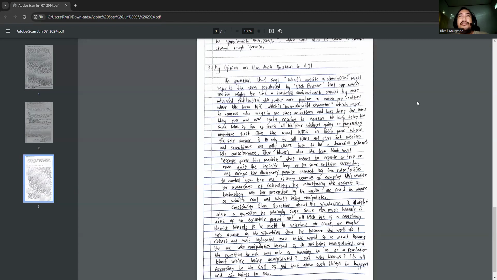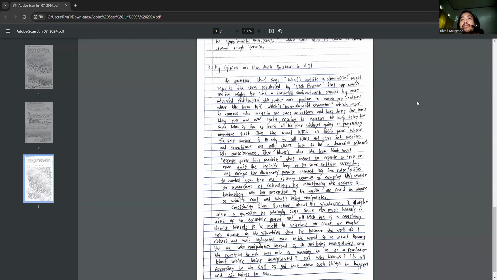That means they have to refrain from, stop, or even quit the infinite loop of the same pattern every day, and they escape the exclusionary promise created by the rulers or the elites that control the system or the loops to manipulate you, so they gain their own benefits from you. One of the main examples of this escape from the matrix is being aware of technology by understanding the effect of the technology and the perception of the media. One could be aware of what's real and what's being manipulated.